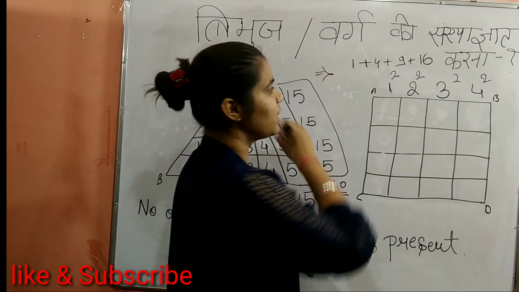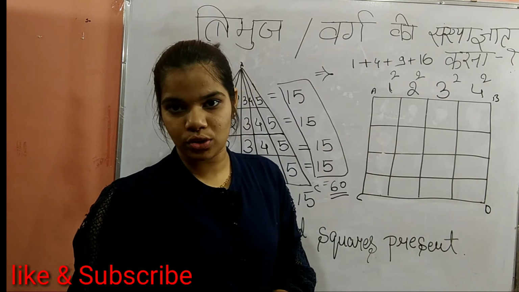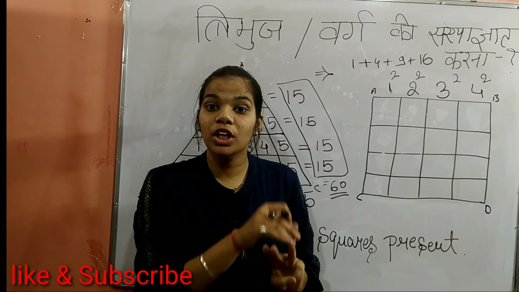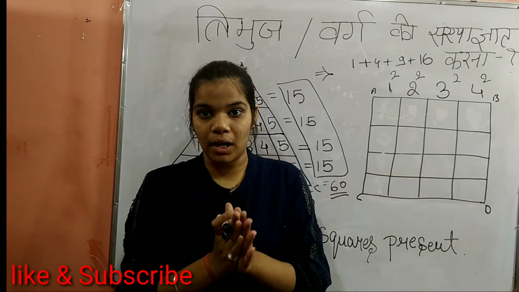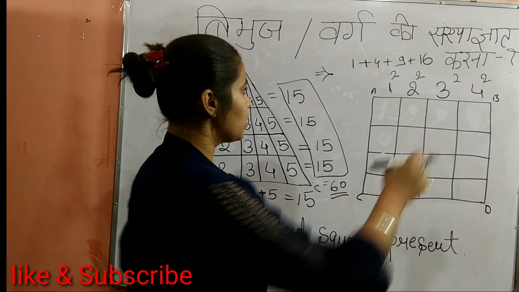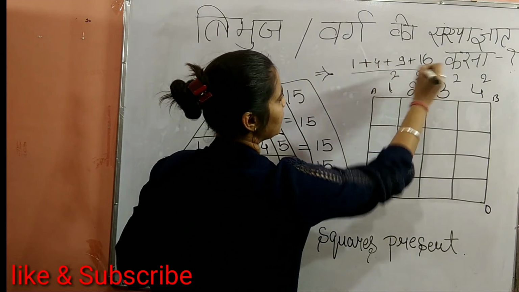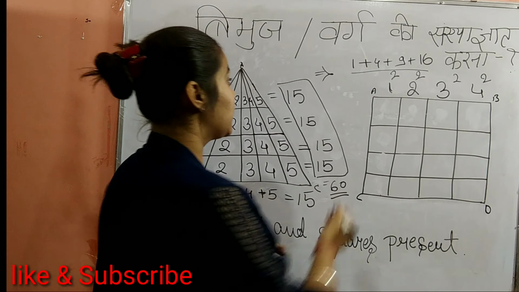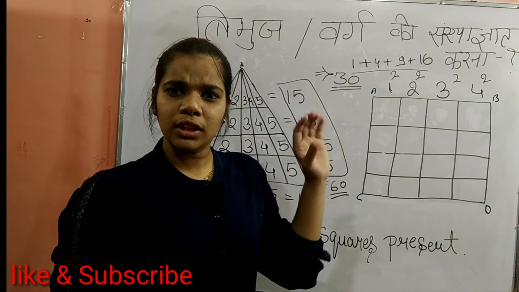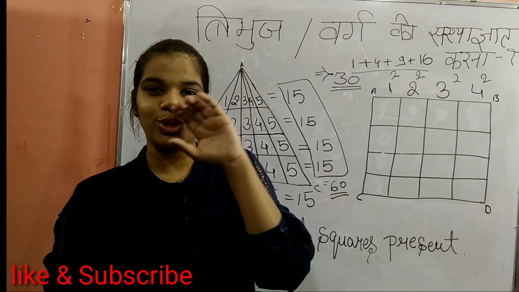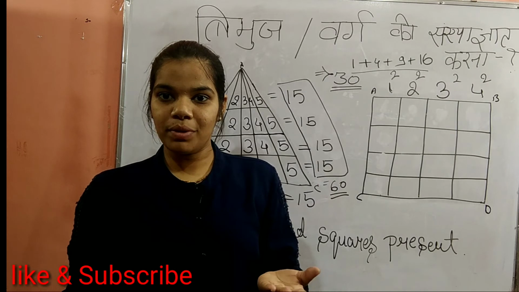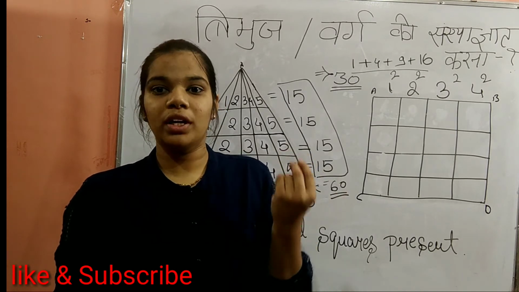The first was counting, the second was giving the power, the third was the sum, the adding up. So you calculated these and now you need the adding part. So what are you going to get when you add this? You are going to get 30. That means 30 small squares present in this one square. So very simple.